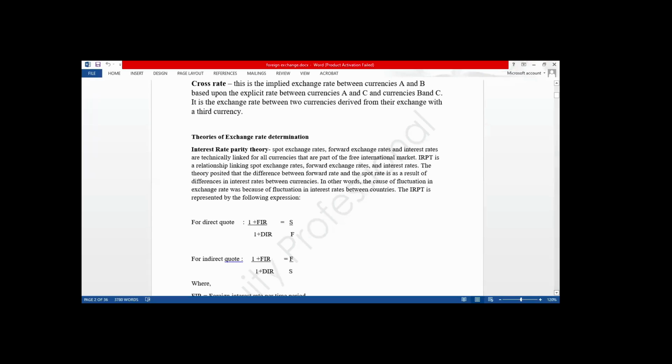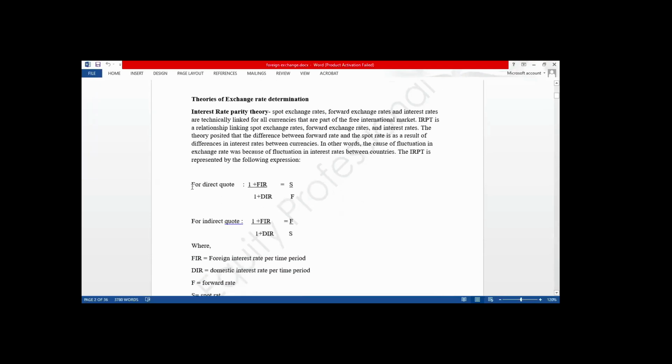With the equation below. Look at the equation, please. For direct quotes, you can use this equation to forecast: 1 plus FIR divided by 1 plus DIR is equal to S over F.